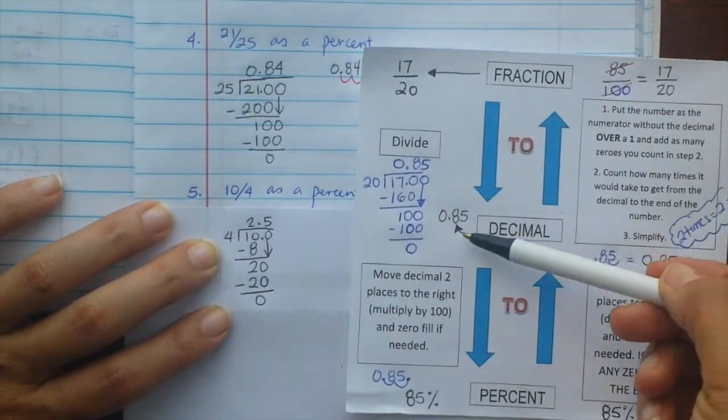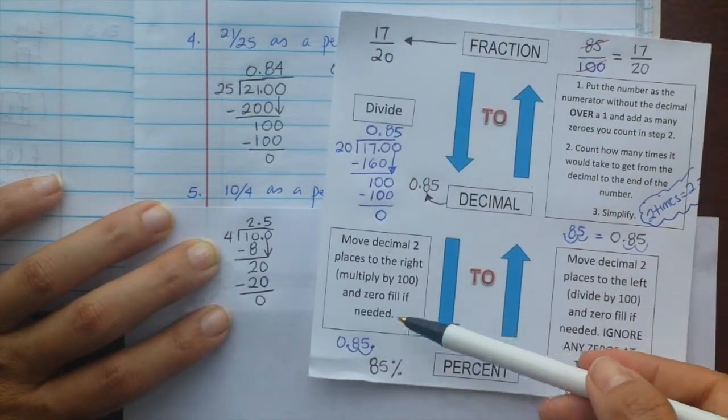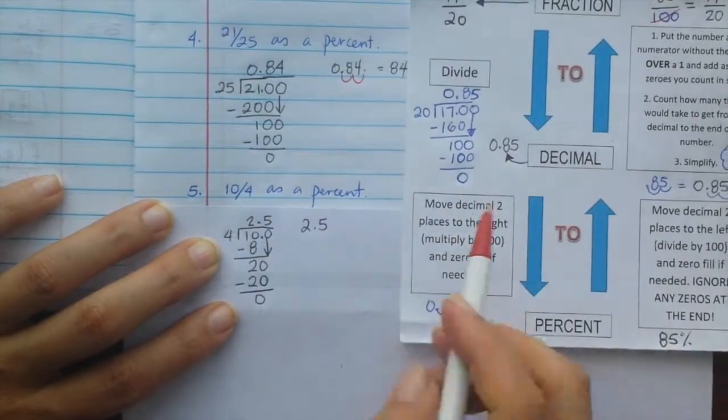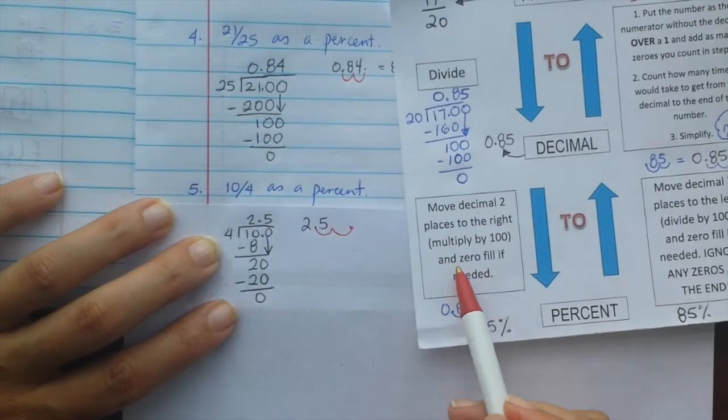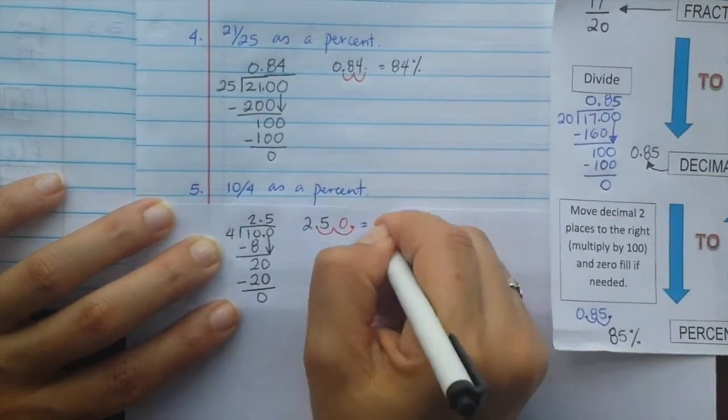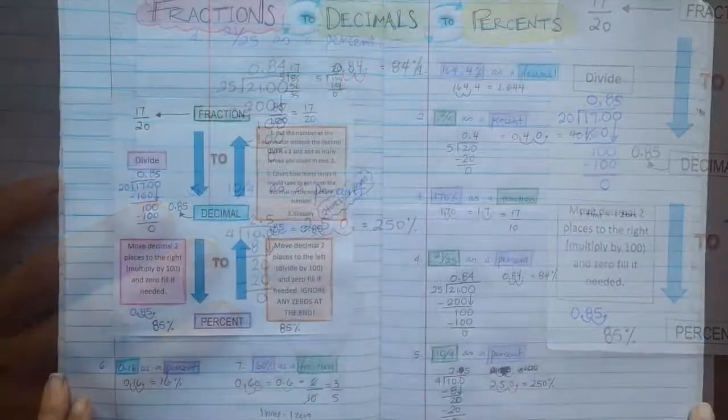So 2.5 is my decimal, but remember we're going to percent, so you just have to move the decimal 2 places to the right. So 2.5, and then you move the decimal point 2 places, 1, 2. 0 fill if needed. So this one I need to put a 0 because it can't be a space. So that's 250%.